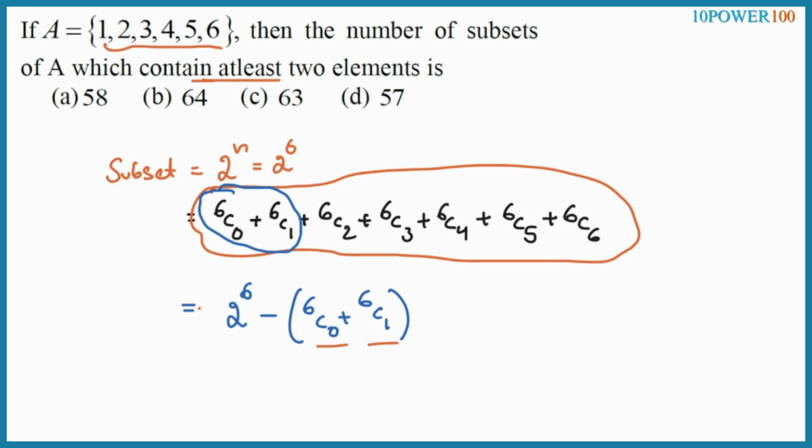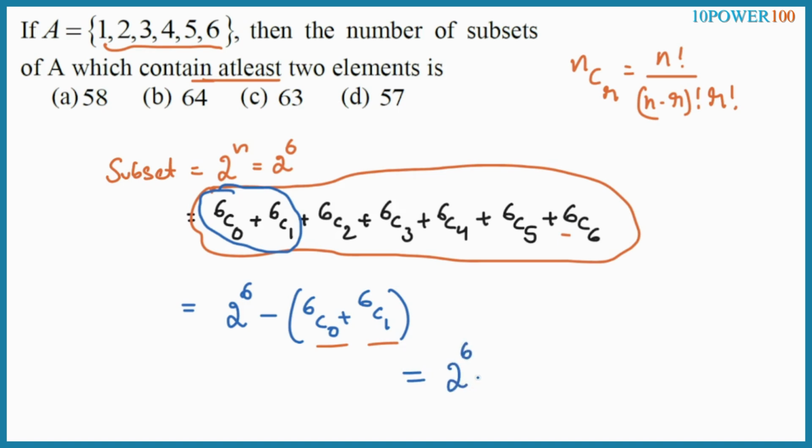So we all know the nCr formula. nCr is equal to n factorial divided by (n minus r) factorial into r factorial. So I'm going to write these values directly. 6C0 and 6C1 I calculated by using this formula. So please calculate afterwards. I'll write here the final answer.